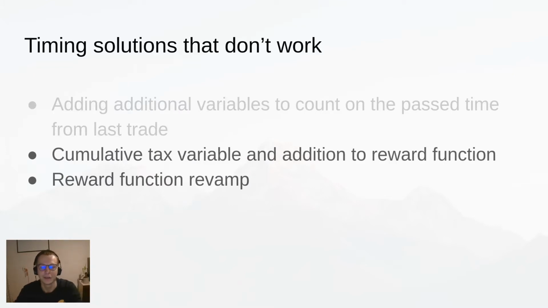Then I tried the cumulative tax approach. The main issue with trading too much is that there's tax applied to each trade that you make. So I just thought to myself, well, I'll try to account for that in the reward function and add a variable which would track it. So yeah.